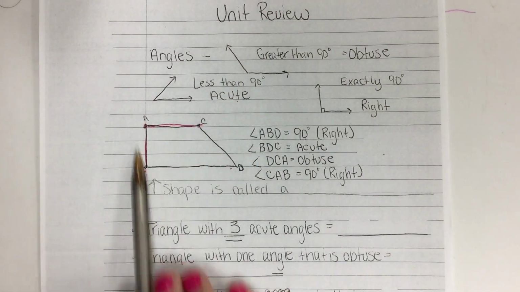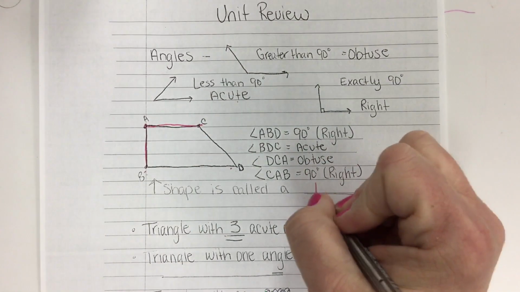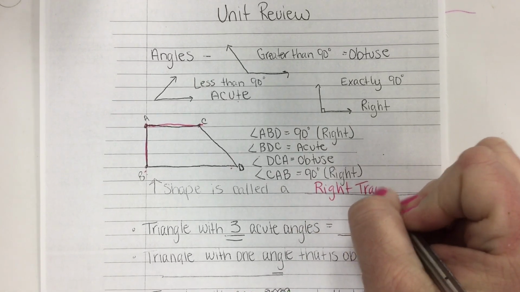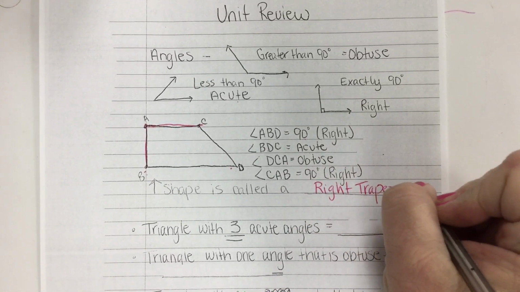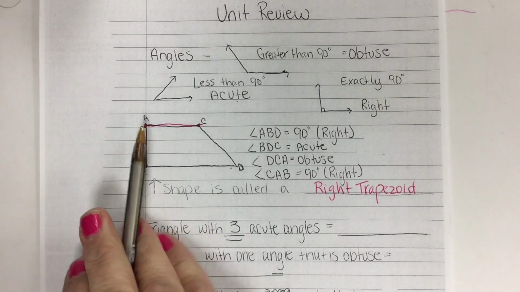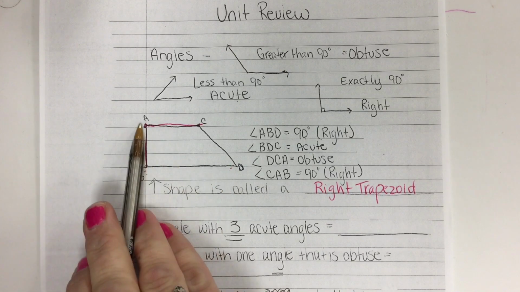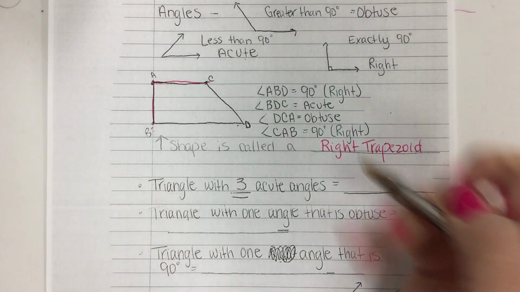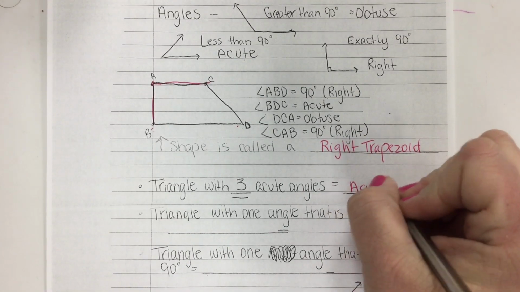All right, what shape was this? You should have put right trapezoid. This was in the notes yesterday that I added for y'all. This was something you were supposed to add, okay, because it only has one pair of parallel lines and right angles.